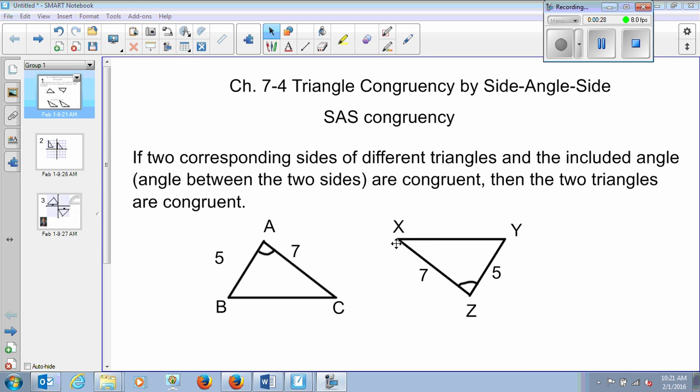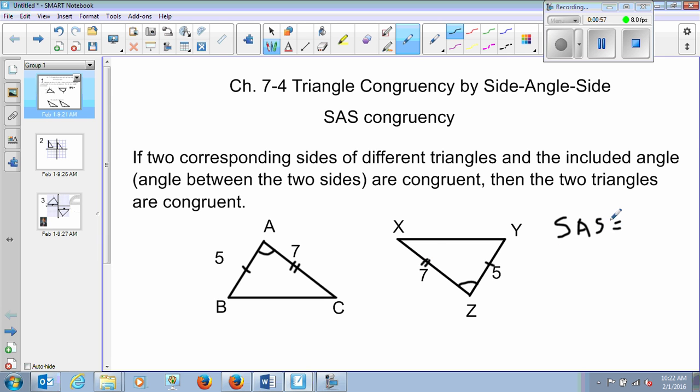So this is just an example of where we could use side, angle, side. We notice that we have a side here that's congruent to a side over here. They're both labeled 5. So there's one side. We have an angle here, angle A and angle Z are congruent to each other. So there's an angle. And then we have another side, 7 and side 7 here are congruent. So these two triangles we would have congruent by side, angle, side congruency.